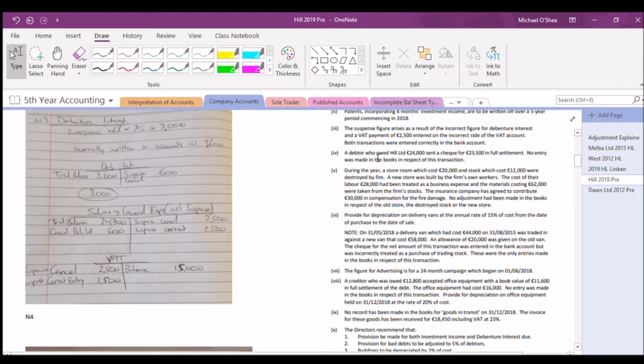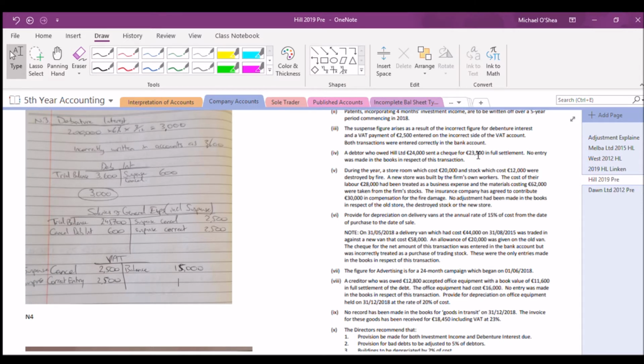The next note I'm going to look at is the next one here, nice and quickly. We see this in the bank all the time, but this is just phrased, I suppose, as its own note here. A debtor who owed Hill 24 grand sent a check for 23,500 in full settlement. So if someone owes you 24,000 and they give you 23,500 in full settlement, it means that there is no more debt there. So all of the debtor needs to be wiped from the account, so we need to take the 24,000 out. We received a check, because it's a debtor who sent us money, of 23,500, which is obviously going to increase our bank.